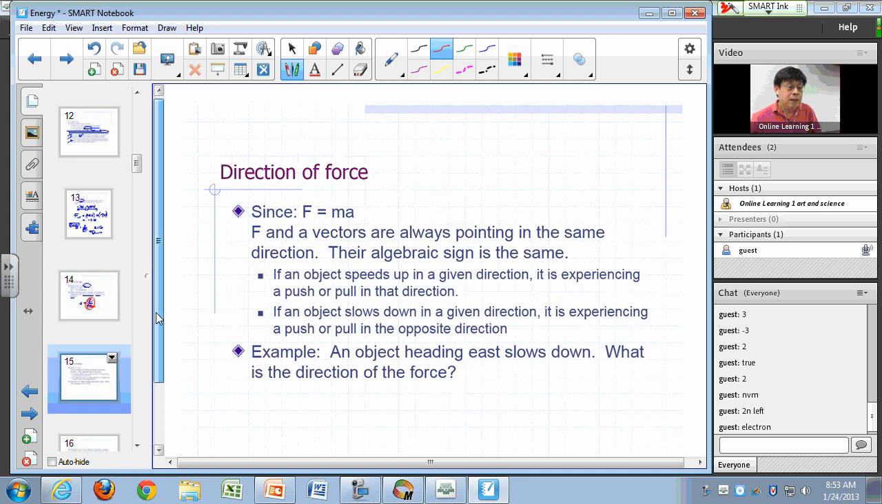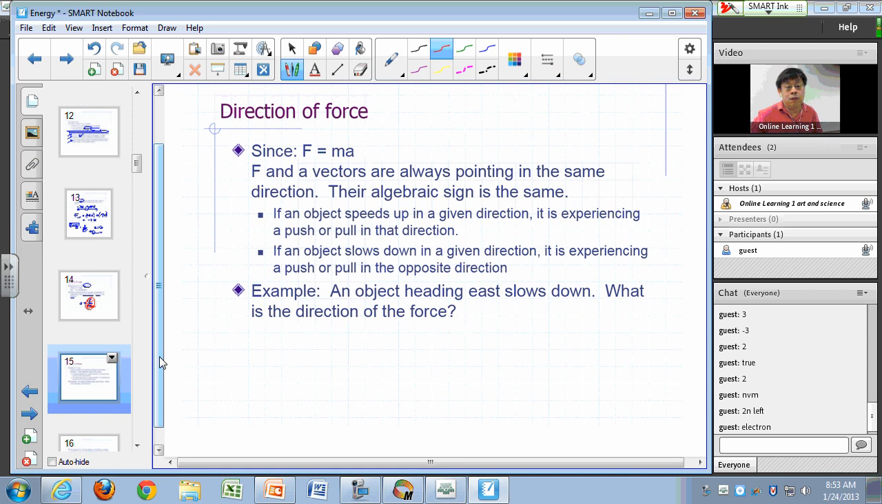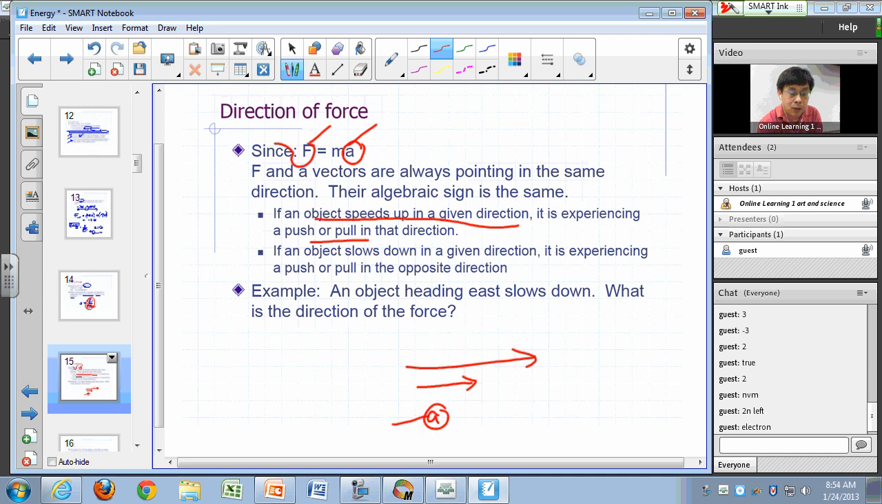All right. Direction of force. The direction of the force vector, like I said, is the same as the direction of the acceleration vector. So you'll notice here, if acceleration is negative, then the force is negative. If acceleration is positive, then the force is positive. So if you have an object that speeds up in a given direction, then the acceleration will be in that direction, and it's going to experience a push or a pull in that direction. If it slows down while it's going in a particular direction, then the acceleration vector is pointing the other way, and so is the force vector.